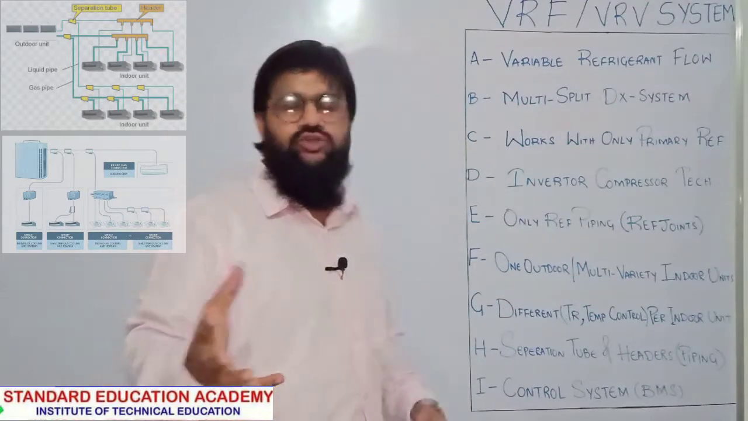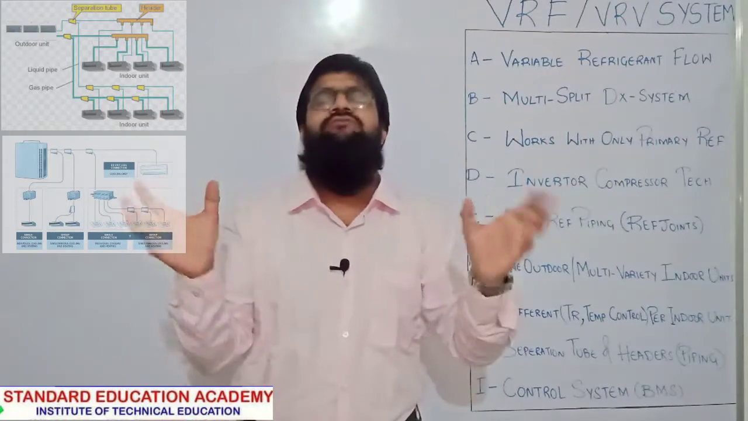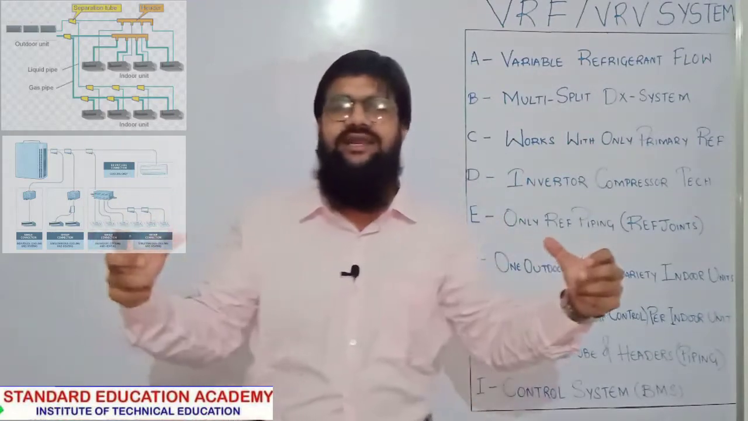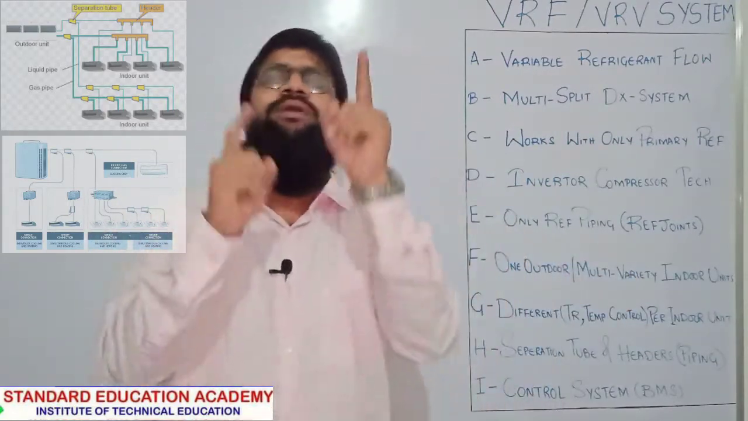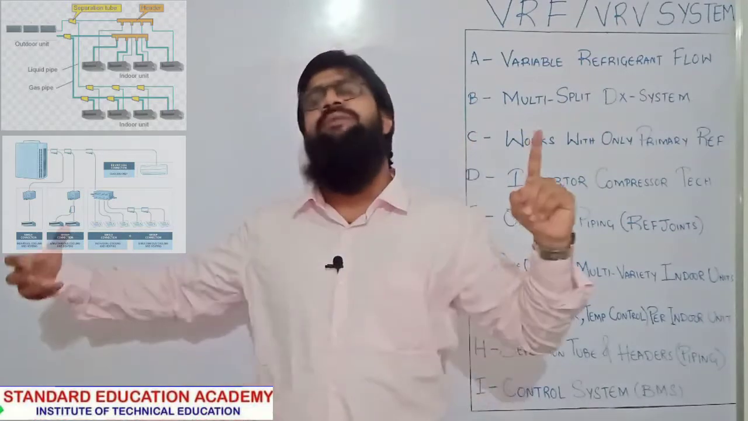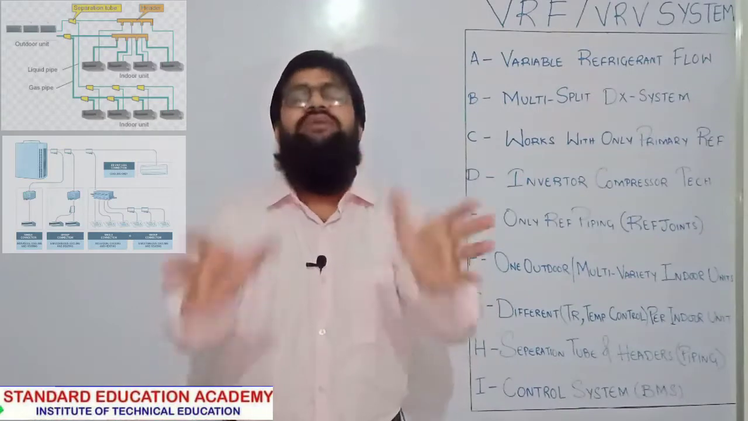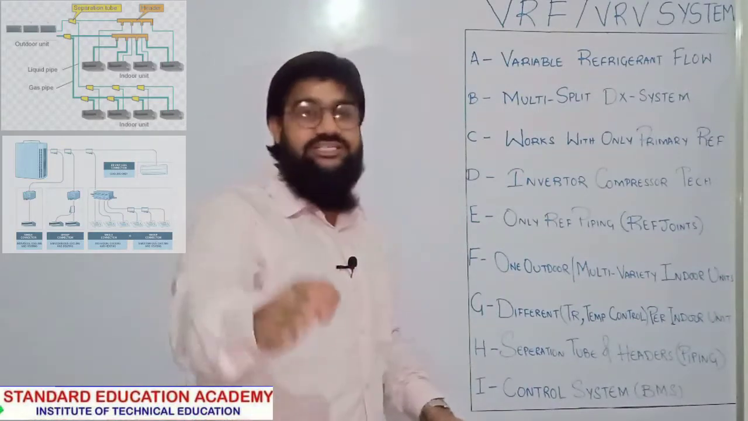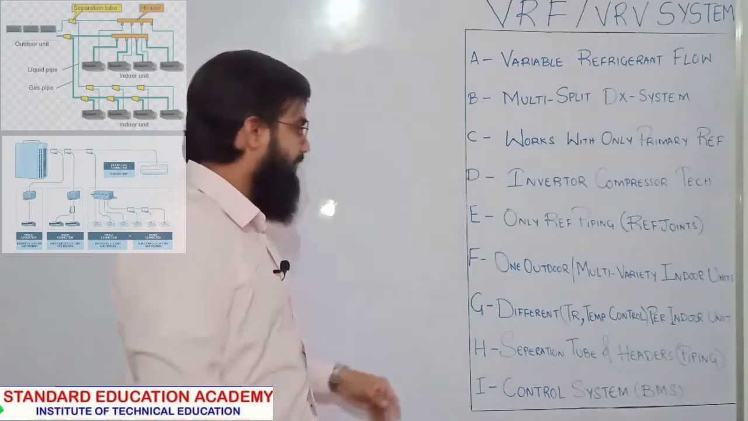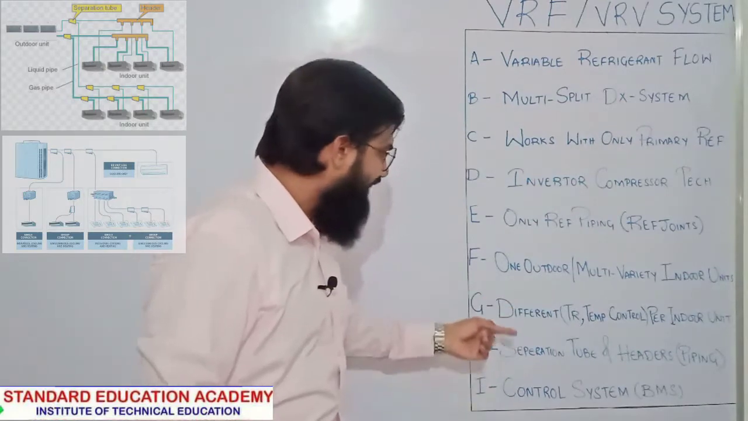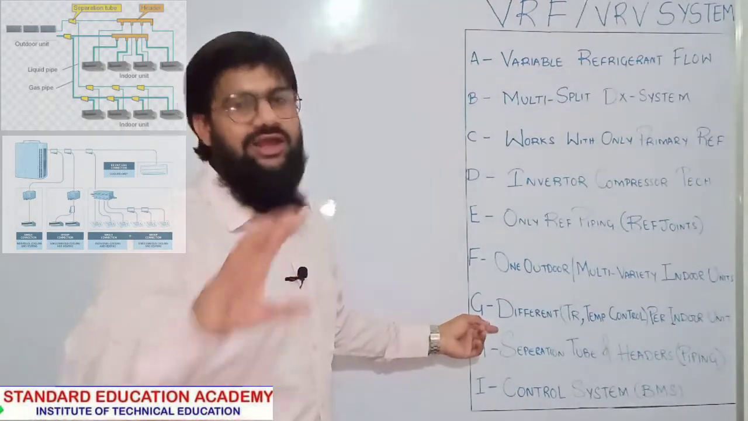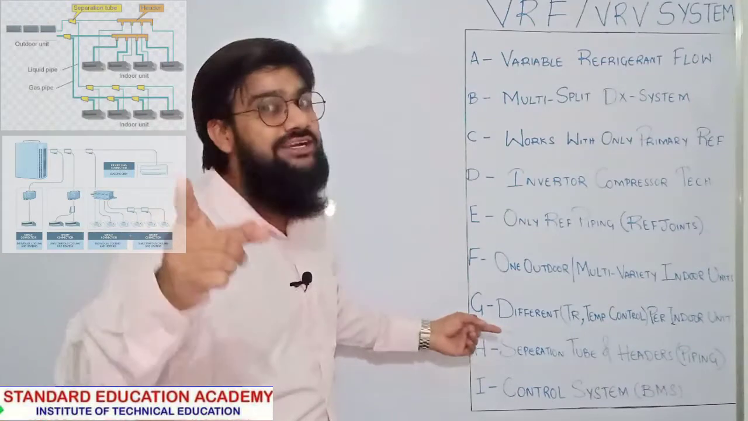Keep in mind one more thing, whenever you state any AC as centralized, the meaning is you will have one outdoor unit and multiple indoor units. You will not have two or three outdoor units. Okay, that's why that AC system is called a centralized system. Okay, one outdoor. Then everything is different, all IDUs are different with different TR capacities.